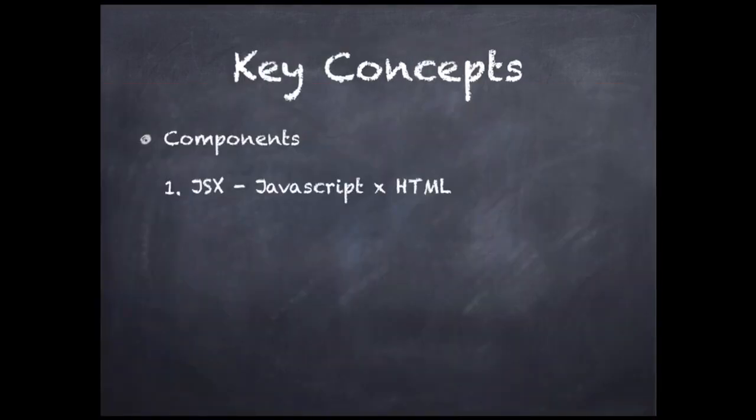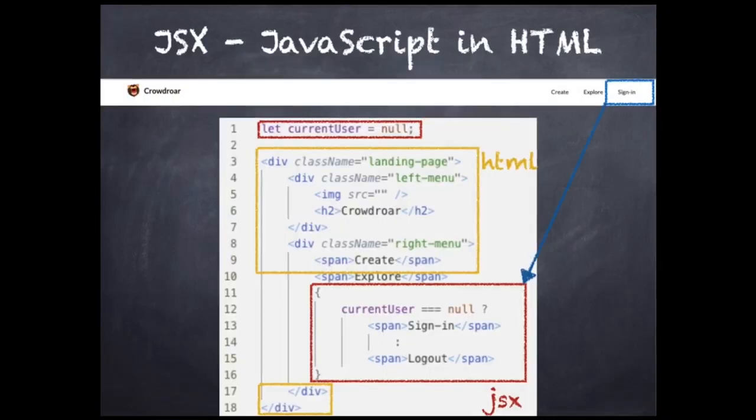So some key concepts with components are this idea of JSX. So JSX is JavaScript and HTML. It allows you to do things like this. So here we have some normal HTML that I'm sure you're familiar with. But for this sign in button here, of course, if the user is already logged in, we don't want to show a sign in button. So instead, we'd want to show log out.